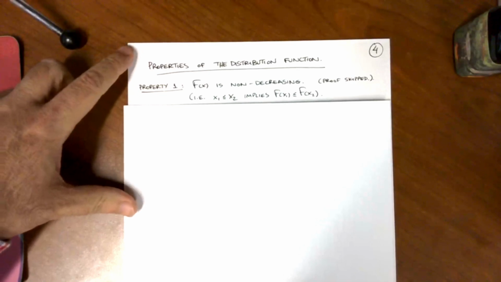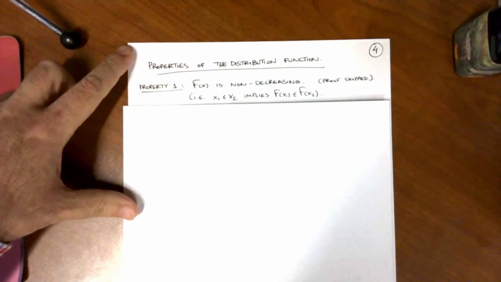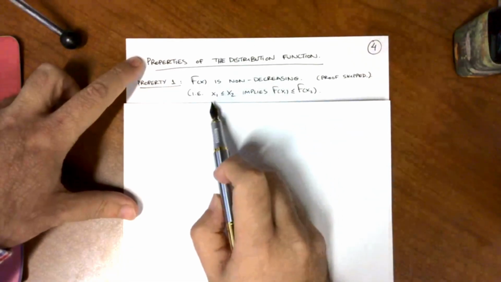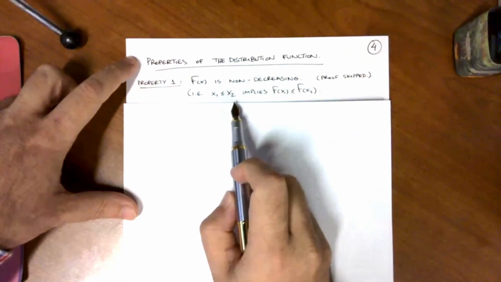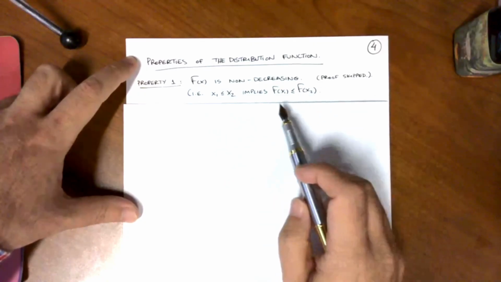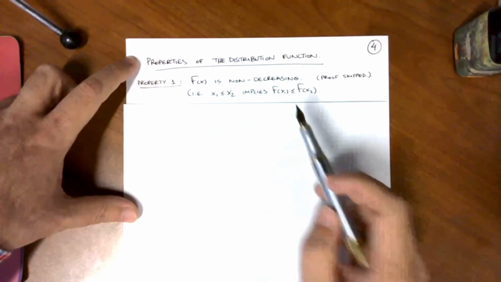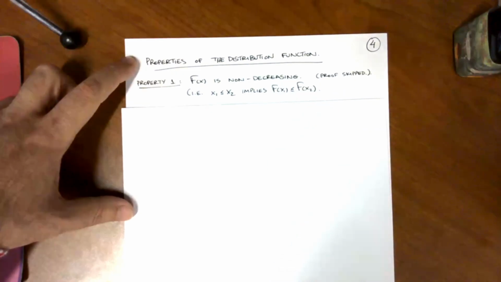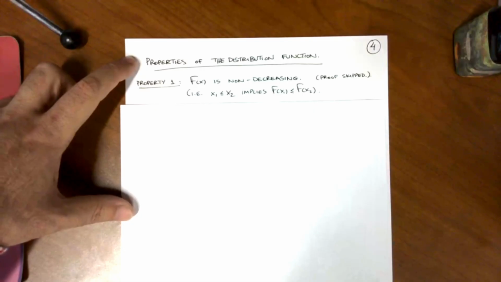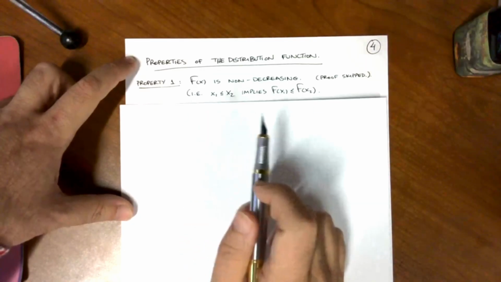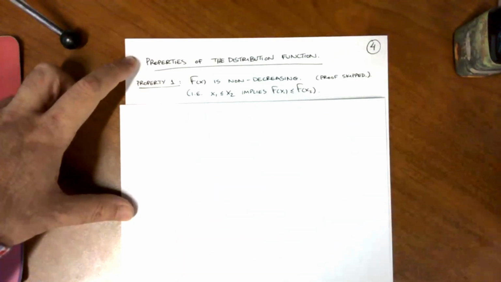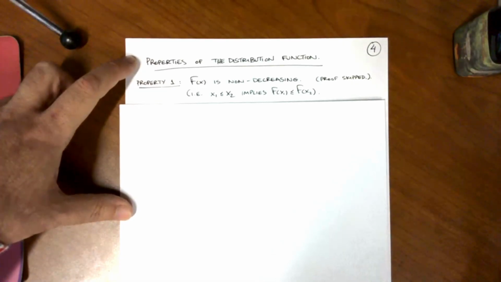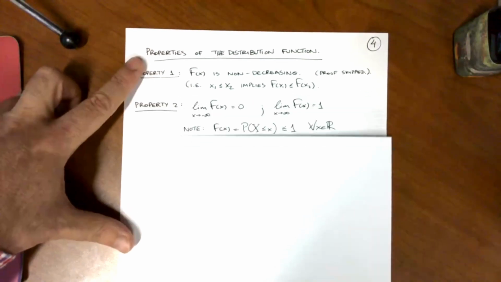First of all, the capital F of x, the CDF, is non-decreasing. That means for lower values of x, let's say x1, which is less or equal than x2, we're going to have capital F of x1 being less or equal than capital F of x2. That should make a lot of sense to all of you, because as we are progressively increasing x, we are accumulating probability from the probability mass function, or the density function, and that is always going to be the case.